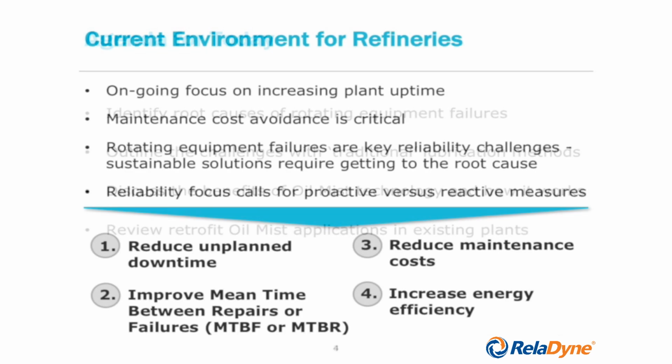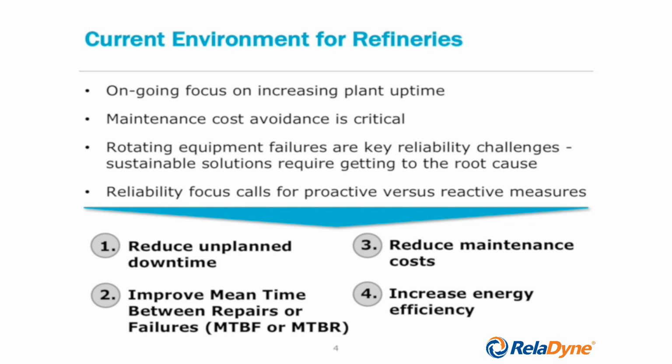We want to be familiar with the current environment for refineries. There is, of course, an ongoing focus on increasing plant uptime and having as few unscheduled outages as is reasonable and possible. Maintenance cost reduction, cost avoidance, is critically important. Rotating equipment failures are the key reliability challenges. Sustainable solutions require getting to the root cause, so as not to have repeat failures. And finally, reliability focus calls for proactive versus reactive measures.